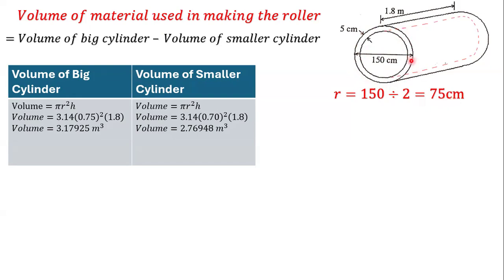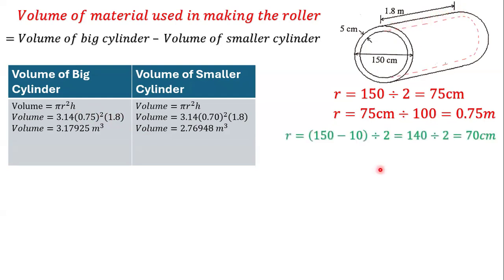So the radius of the big cylinder is 75 centimeters, but we want it expressed in meters. So we take 75 centimeters divided by 100, and that gives us 0.75 meters, and that's the radius. So the radius of the big cylinder is 0.75, and that's why we have it right here as the radius. Now we need to figure out the height, and the height is 1.8, because if we look at the big cylinder, the height is 1.8.